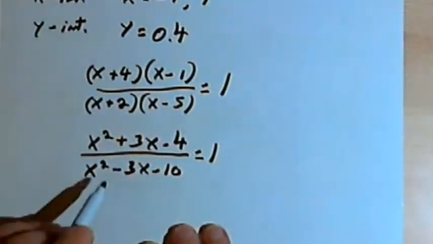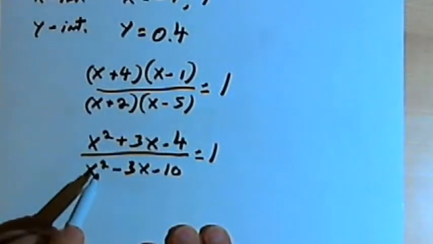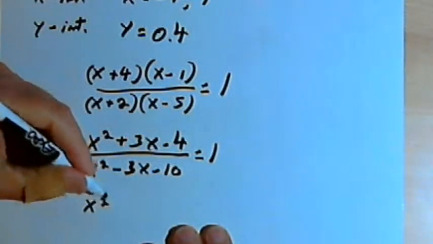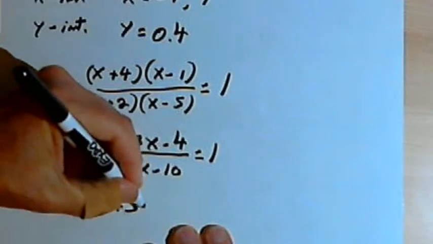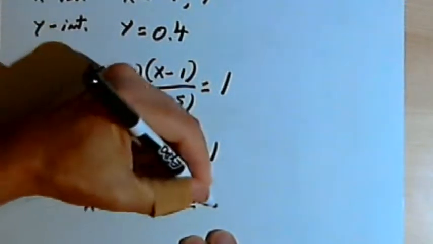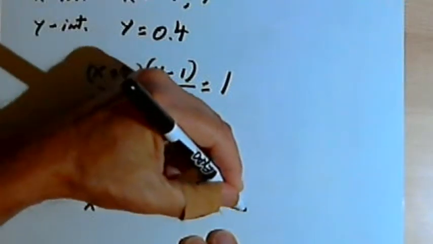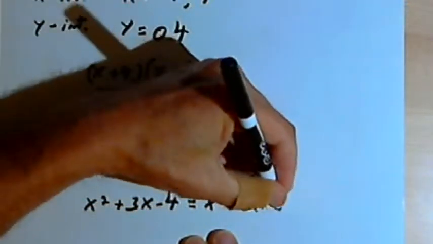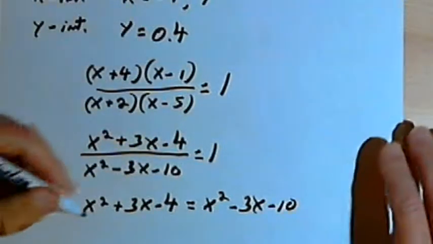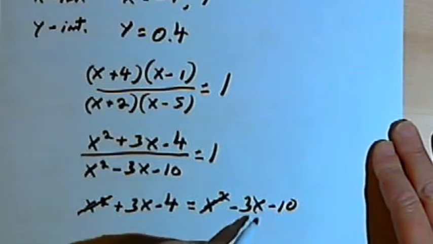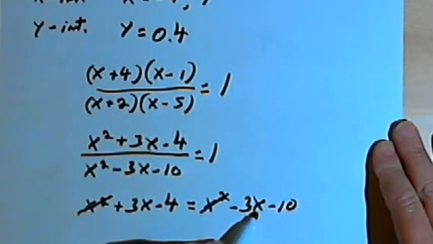I want to multiply both sides of this equation by the denominator here. So I'm going to get x squared plus 3x minus 4 equals x squared minus 3x minus 10. I can subtract x squared from both sides. I'll just cross those out. I can add a 3x to both sides and add a 4 to both sides.